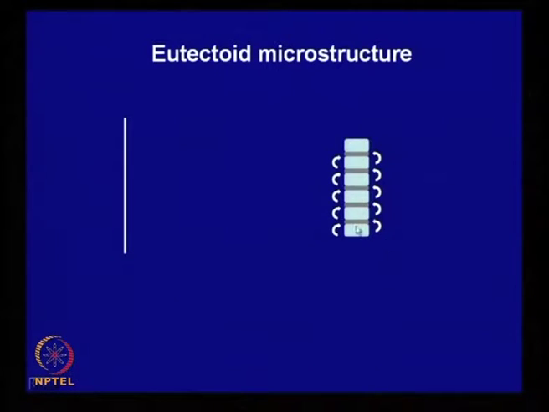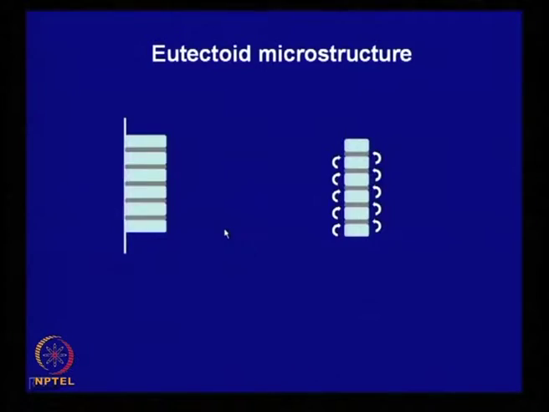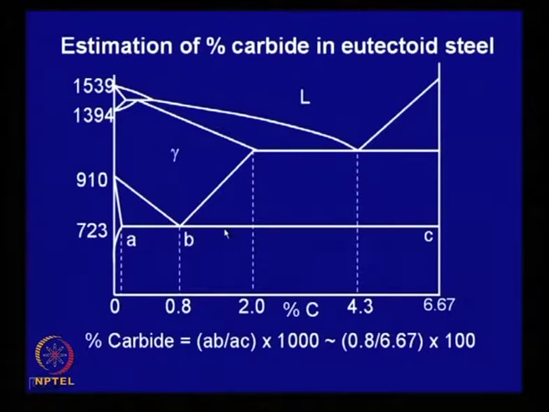This is shown pictorially here, the mechanism. When a platelet of cementite forms, it takes a lot of carbon from the neighboring area. So, this area gets carbon depleted, a ferrite platelet nucleates, and this is the way it progresses, which is shown here something like this. This is how this pearlitic structure develops.